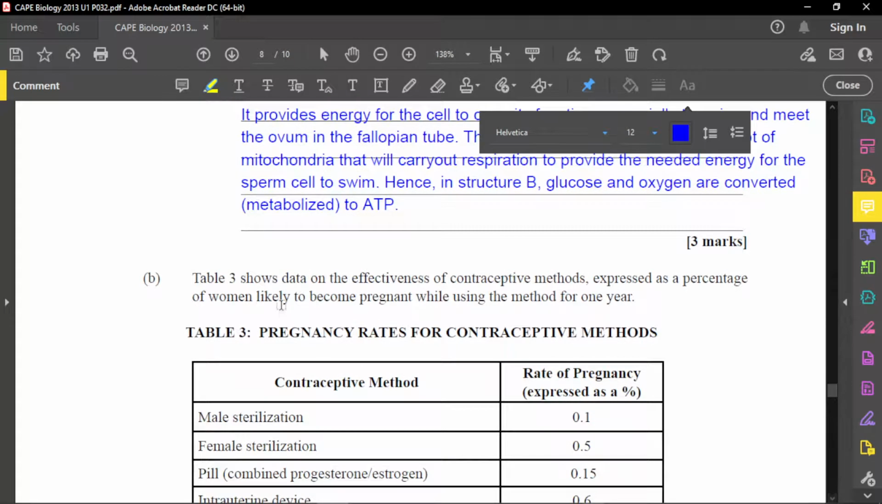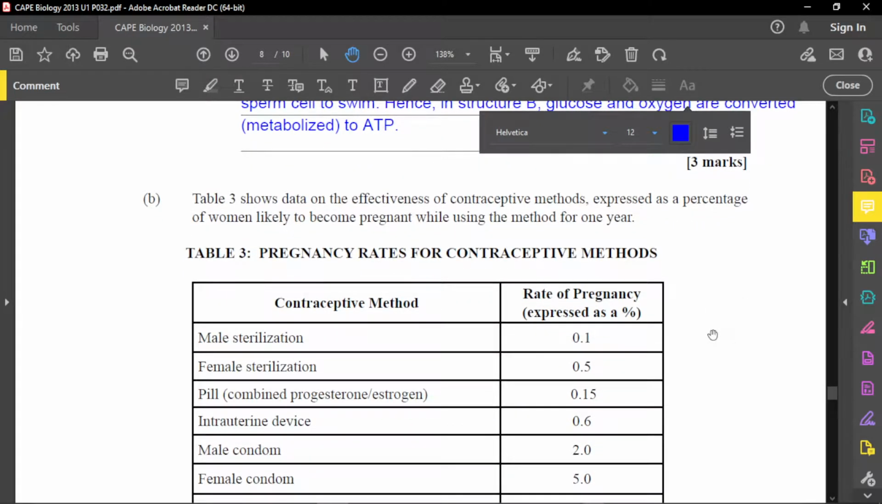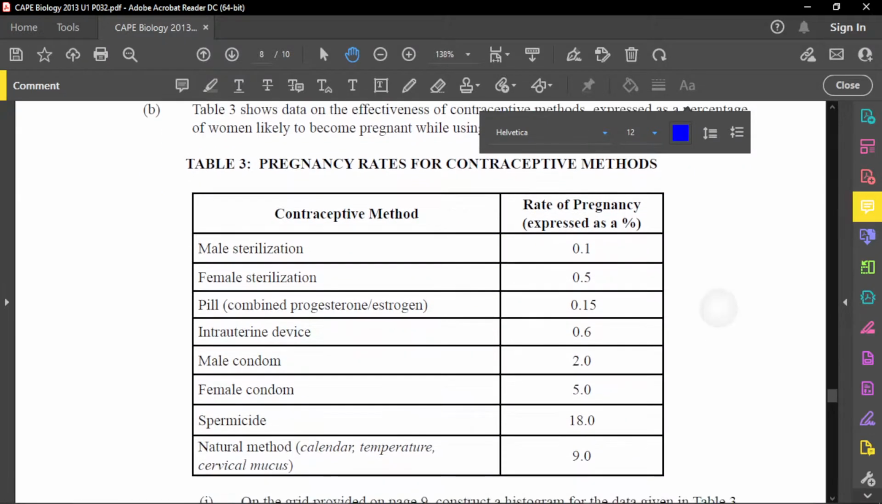Now, part B. Table 3 shows data on the effectiveness of contraceptive methods, expressed as the percentage of women likely to become pregnant while using the method for 1 year. The methods here are male sterilization, which is vasectomy; female sterilization, which is tubal ligation; the pill, which is combined progesterone and estrogen; the intrauterine device, or IUD; the male condom and the female condom; spermicide; and natural methods, which include calendar, temperature, and cervical mucus.